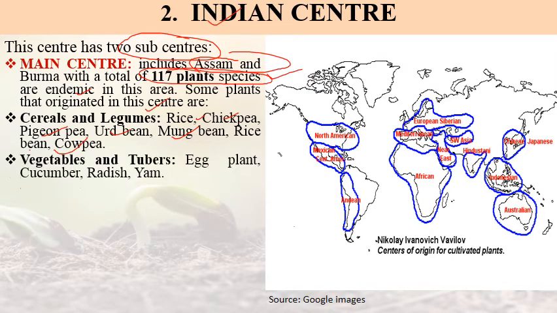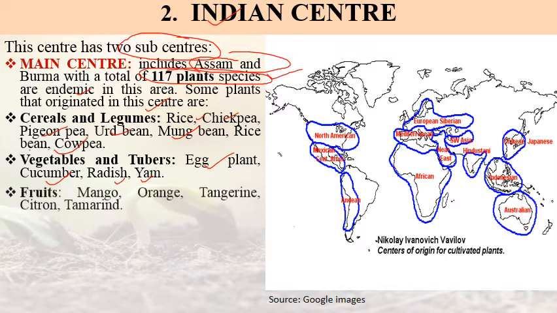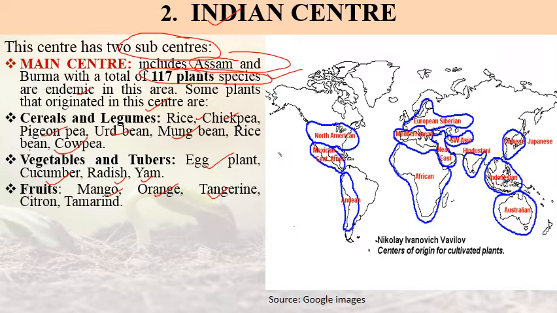Next we have vegetables and tubers like eggplant, which is brinjal, then cucumber, radish, yam. ये जो plants हैं ये यहाँ पे originate हुए हैं. Next we have fruit plants like mango, orange, tangerine, citron, tamarind. So ये जो plants हैं ये fruit plants यहाँ पे originate हुए हैं.